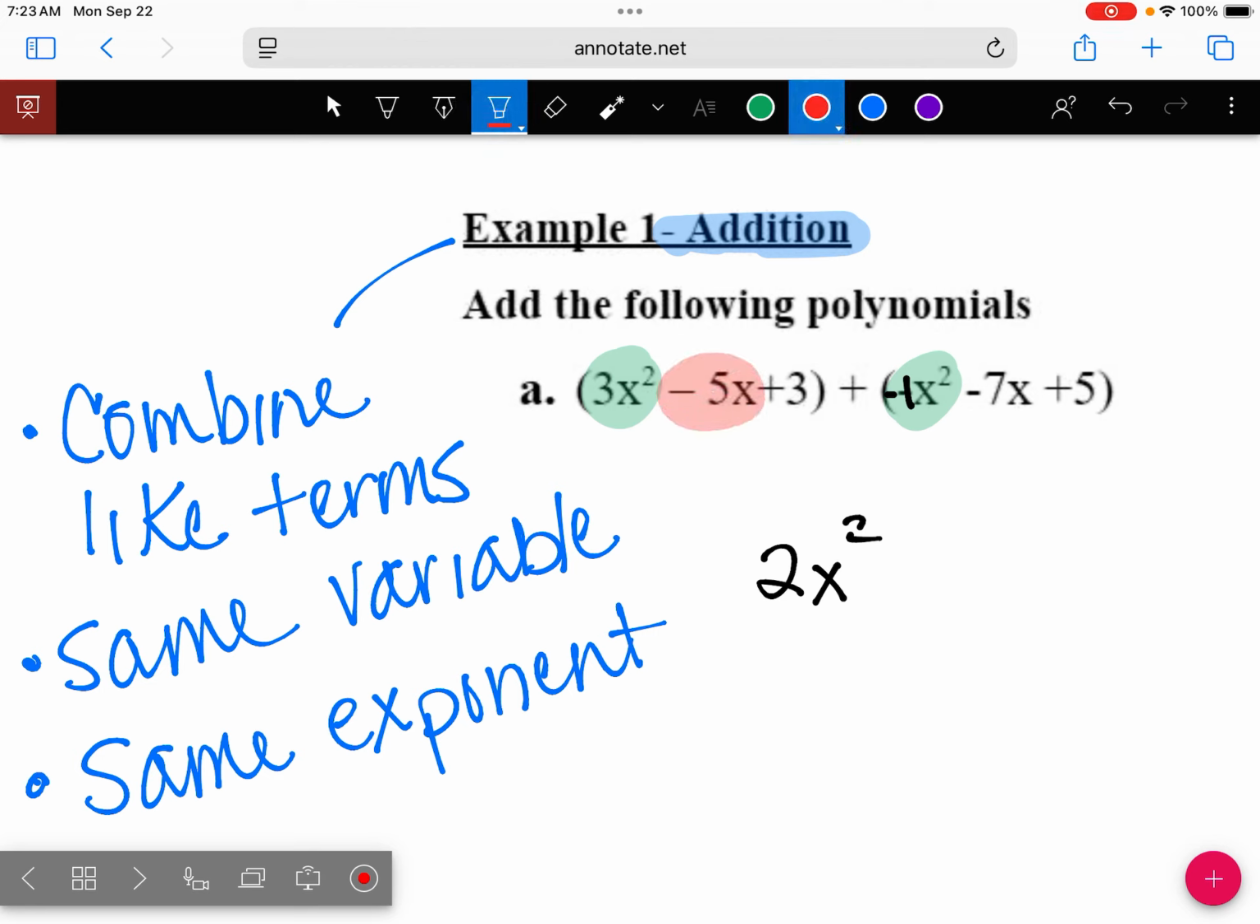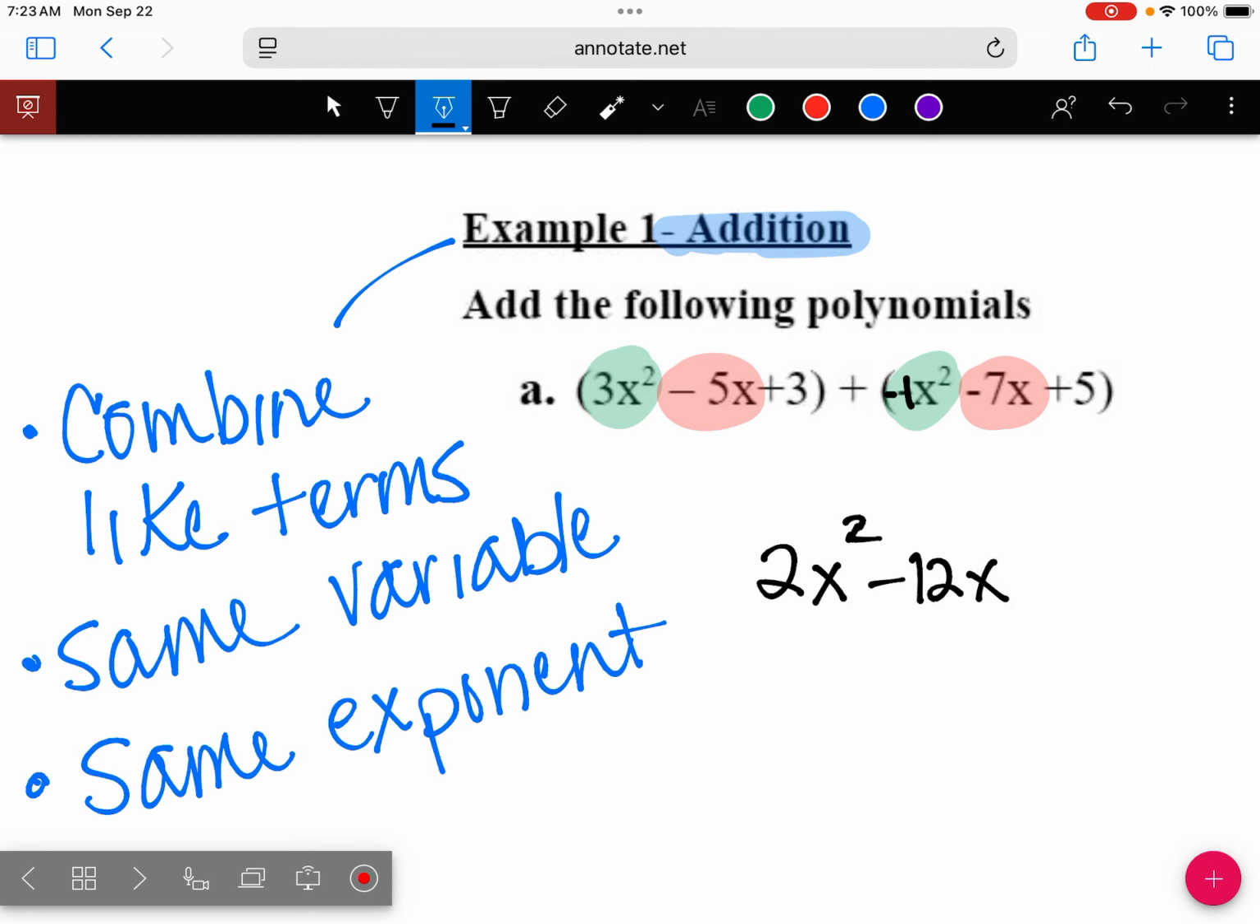Next, I have negative 5x and negative 7x. Go ahead and add those together. Add negative 5 and negative 7. See what you get. I heard somebody say negative 12. Good. Negative 12x. Notice I'm not changing the exponent.